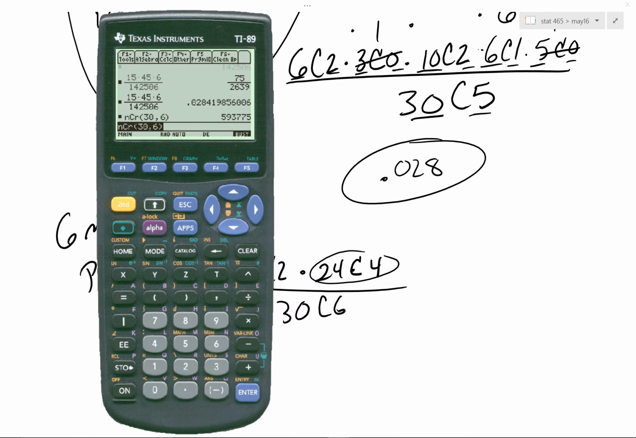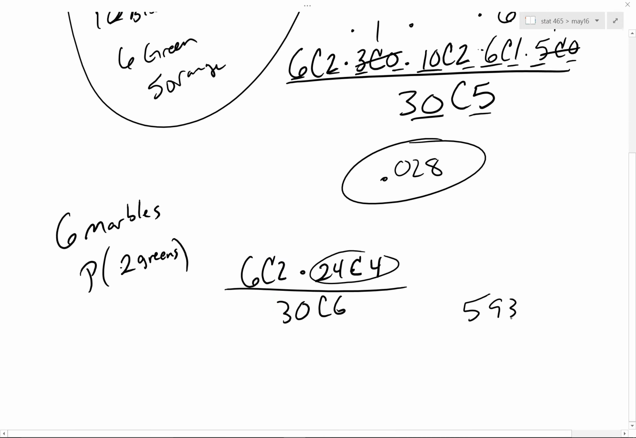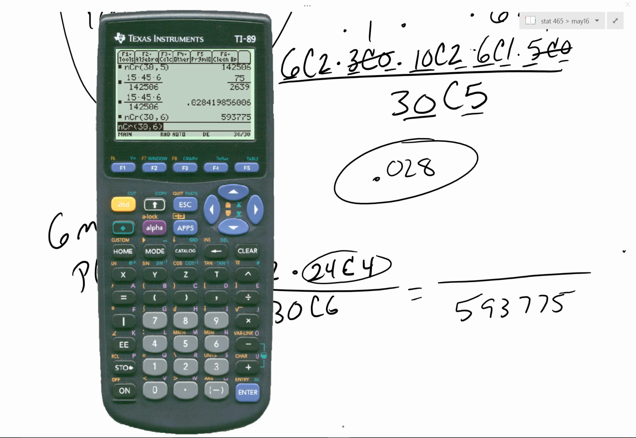That's my denominator. There is 593775. And then, of course, 6 choose 2. I think we said was 18 a minute ago, but I'll do it. I'll run up here and grab it. 6 choose 2 was 15. And then let's come back in here and do 24 choose 4. So hit that, times it by 15, divide it by that fella, and you'll see that you get this.